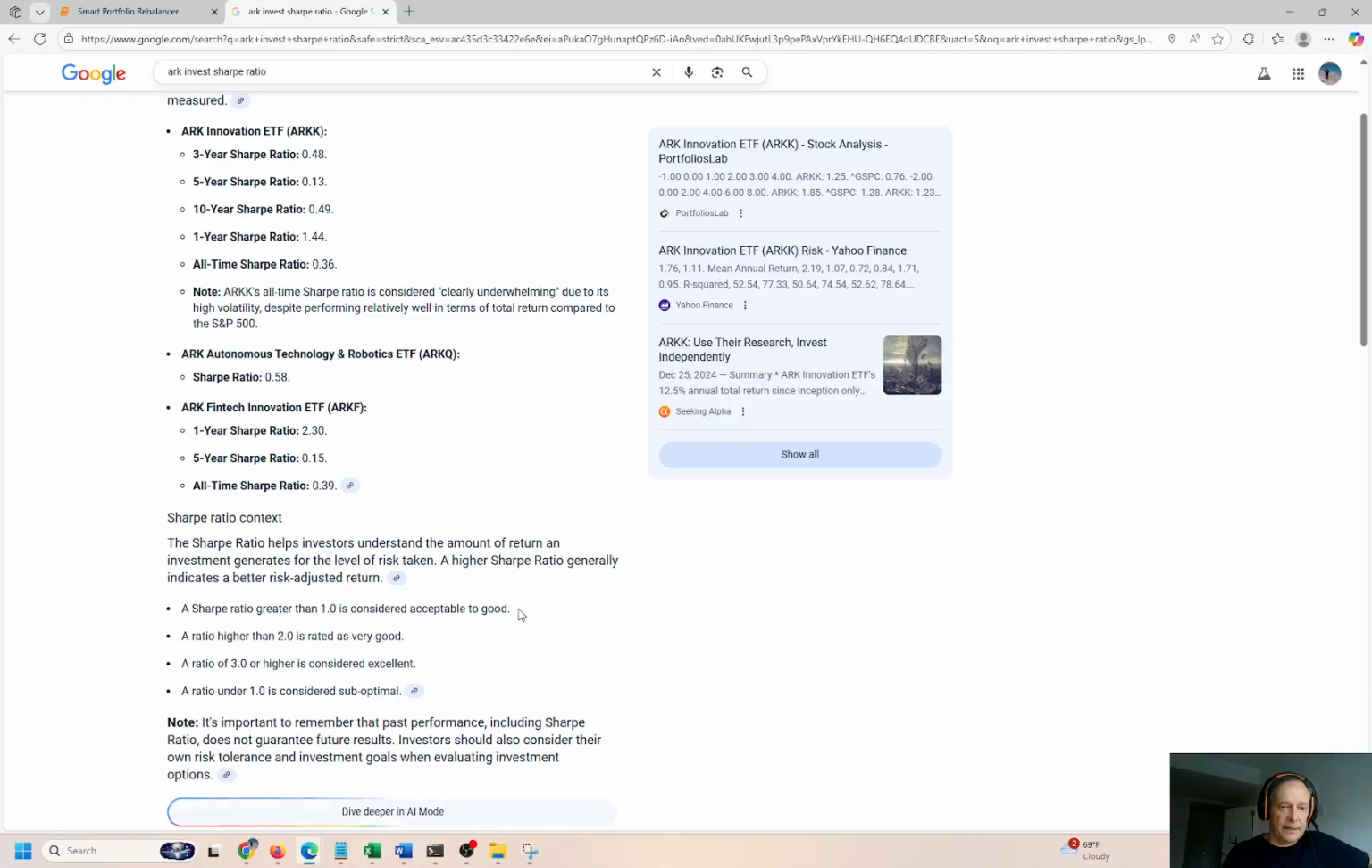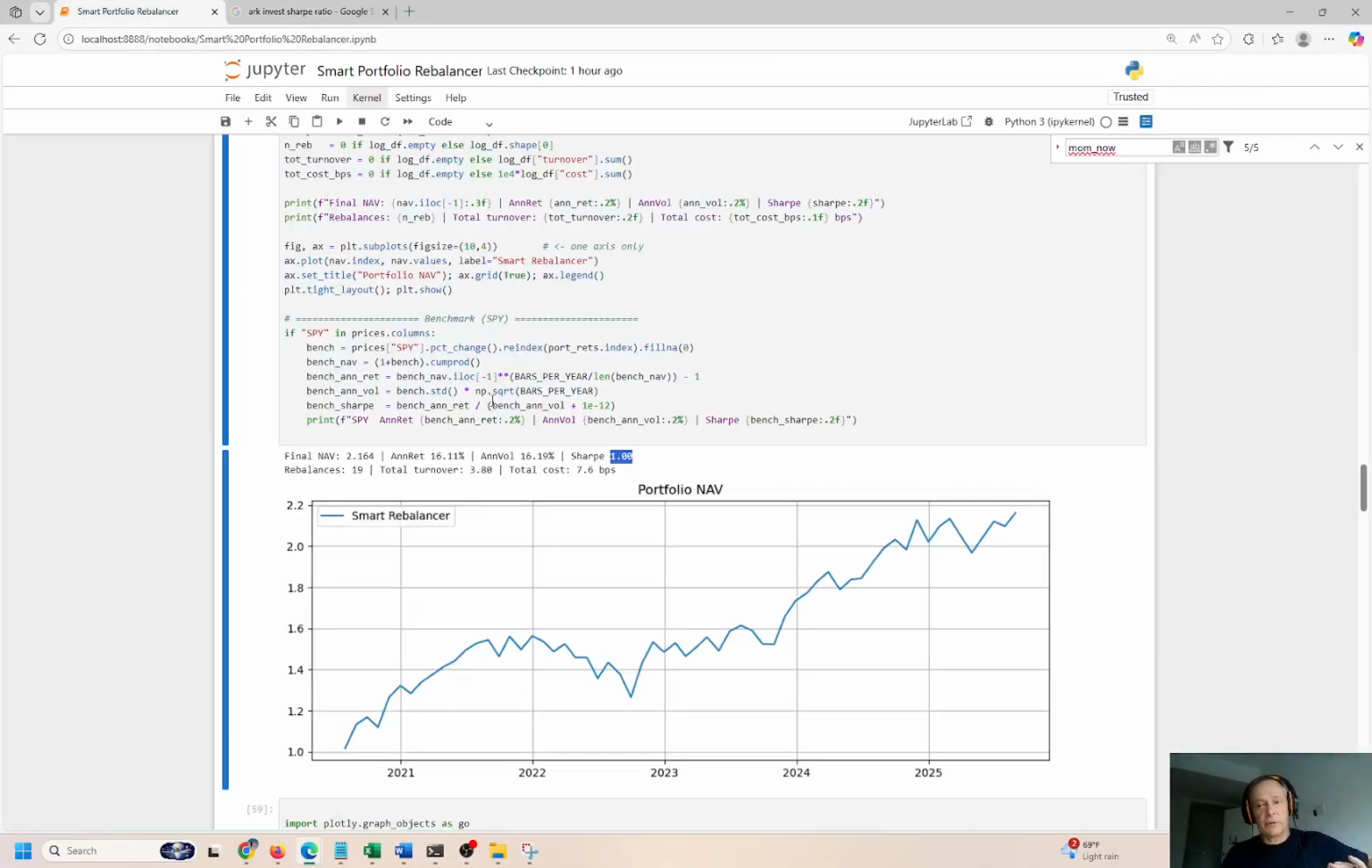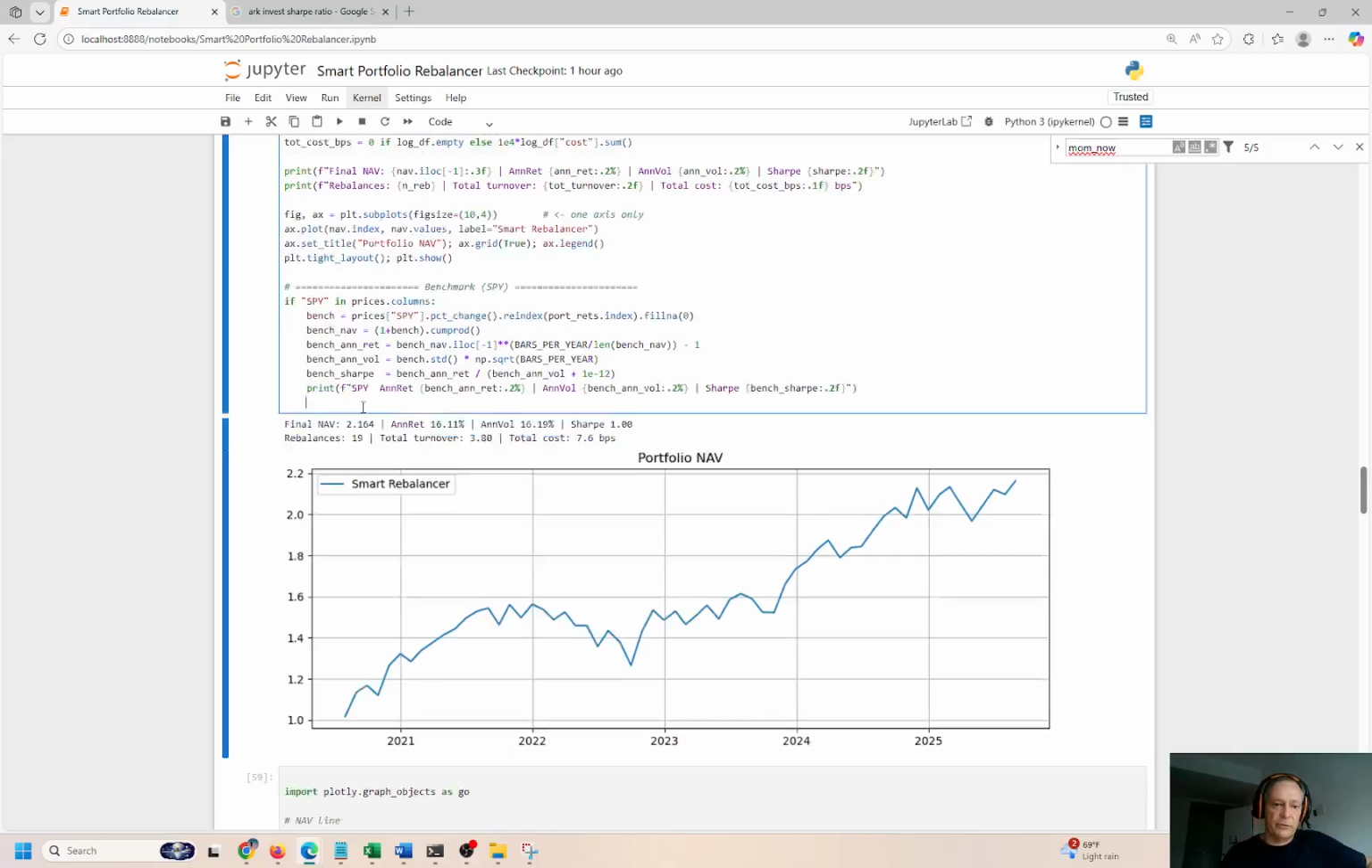And here's the definition. Anything greater than 1.0 is considered good. Anything 2.0 and higher is very good. 3.0 is excellent, and under 1.0 is suboptimal, right? That's one thing I don't understand. Everybody's talking about how great an investor Kathy Wood is, but that Sharpe ratio is pretty low. I'm not sure what's going on there. So anyways, the portfolio is outperforming, right, beating expectations. So we're looking good there.